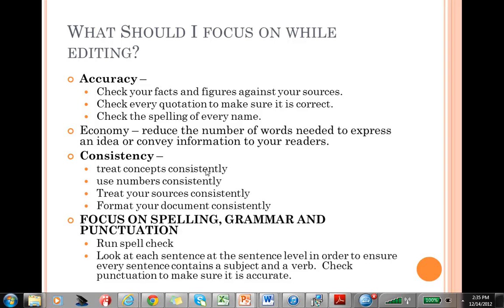Don't just rely on spell check to find all the errors in your paper, because sometimes spell check will give you a word that is spelled correctly but is completely wrong. It's not the right word. You want to look at each sentence at the sentence level. That means just individually as a sentence, to ensure that every sentence contains a subject and a verb, and that the punctuation is accurate. You should really pay attention to semicolons, because that's where a lot of you are making mistakes.